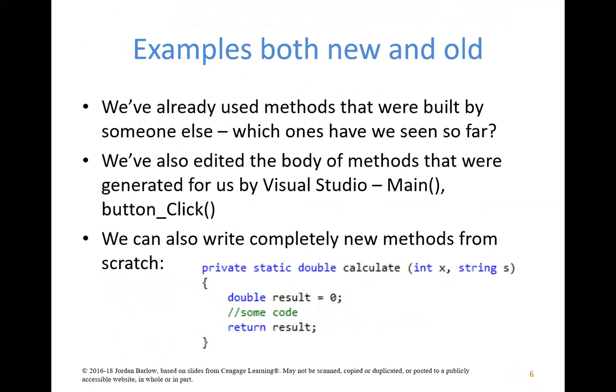We've also edited the body of methods that were created for us, like the main method and the button click method, but we've never had to actually write our own method with the declaration at the top. But we can, and we're going to in this chapter.